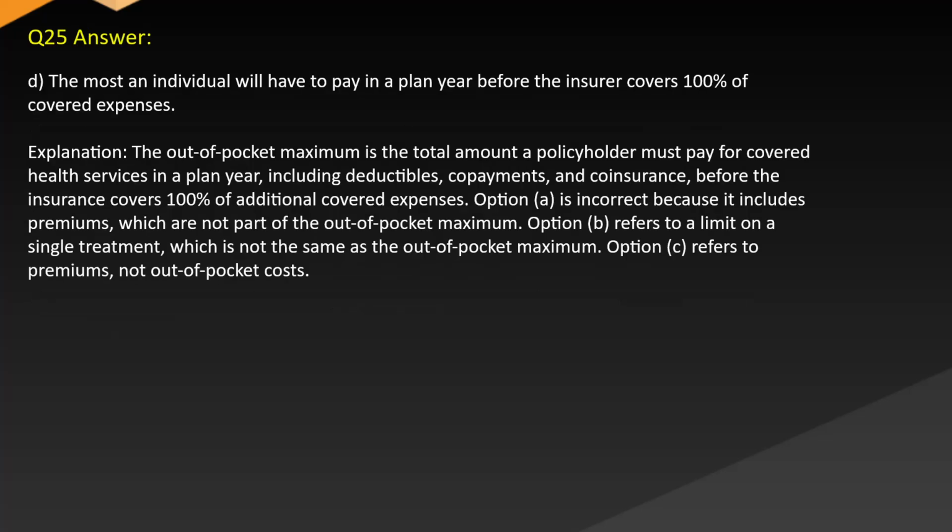Answer D. The most an individual will have to pay in a plan year before the insurer covers 100% of covered expenses. Explanation. The out-of-pocket maximum is the total amount a policyholder must pay for covered health services in a plan year, including deductibles, copayments, and coinsurance, before the insurance covers 100% of additional covered expenses. Option A is incorrect because it includes premiums, which are not part of the out-of-pocket maximum. Option B refers to a limit on a single treatment, which is not the same as the out-of-pocket maximum. Option C refers to premiums, not out-of-pocket costs.